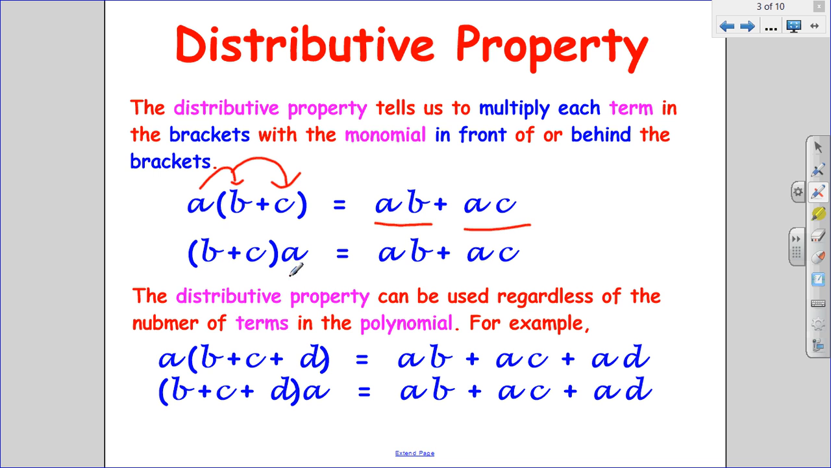If it's written with the A at the back, you still do A times B plus A times C. And we can extend that to 3 terms to get AB plus AC plus AD. And it doesn't matter again if it's behind, or we could go to 4 terms or 5 terms, etc.